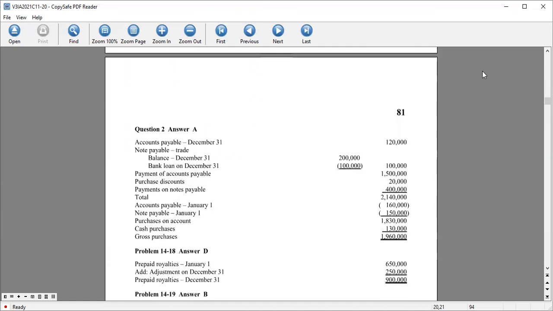And question number 2 asks for what amount should be reported as gross purchases for the current year. So gross purchases for number 17, we begin with accounts payable and then add notes payable trade for the balance beginning of 200,000. And we have the balance and also add the bank loans. Then we have the payment of accounts payable and the payment of discounts.